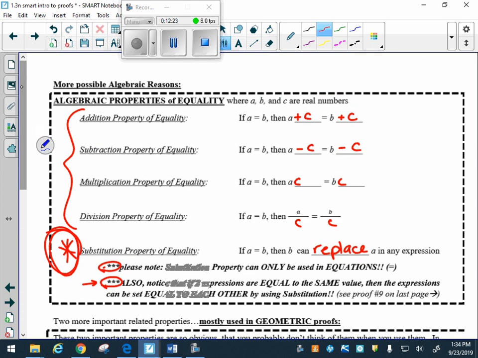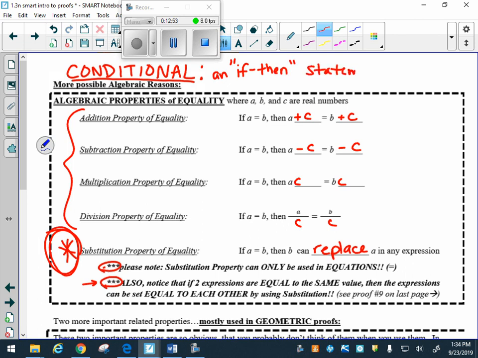So that actually brings up a good question. At the top of this page, bless you, I was going to do this next, but I'll do it now. I want you to write the word conditional. A conditional is an if-then statement. Well, the hypothesis is really just the if part. If something is true, then you can make a conclusion about it.